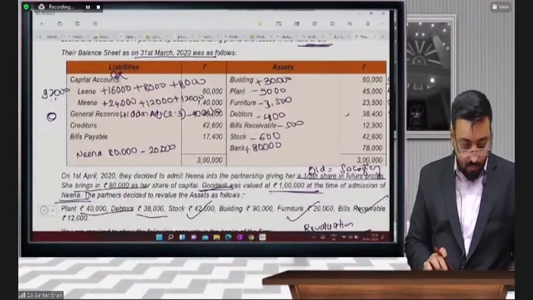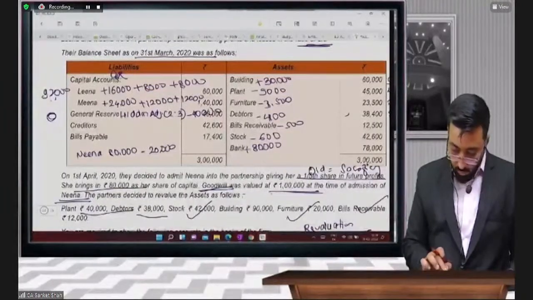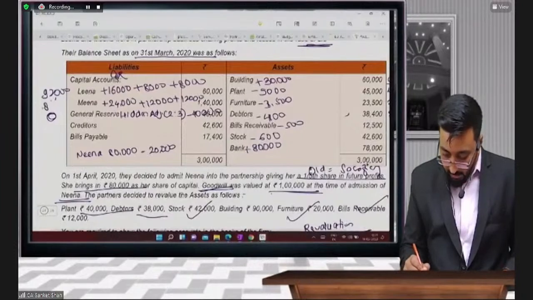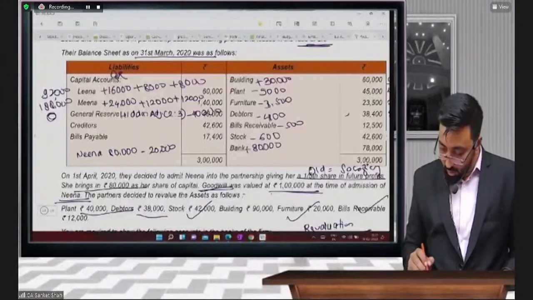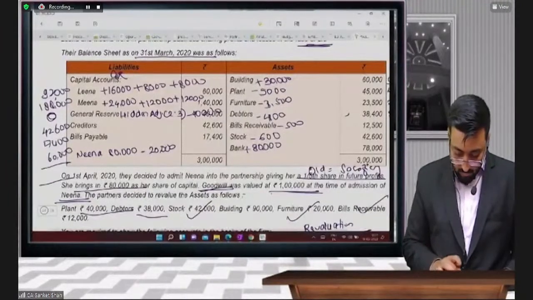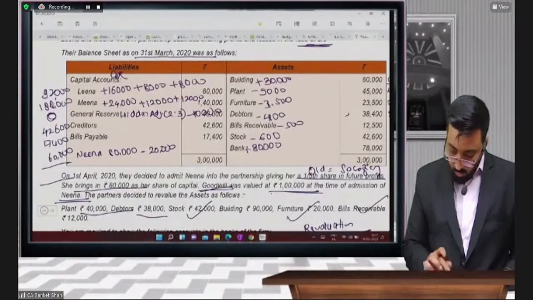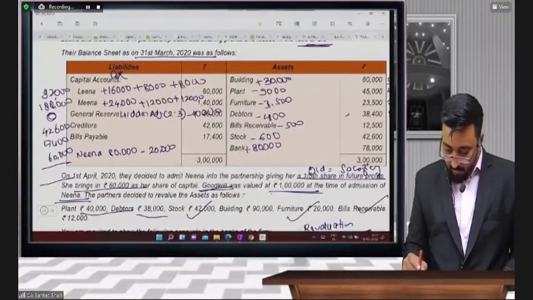$92,140 plus 24 plus 12 plus 12, 188,000, creditors 42,600, 17,400. This is 60,000. So 92 plus 188 plus 42.6 plus 17.4 plus 60, 4 lakh.